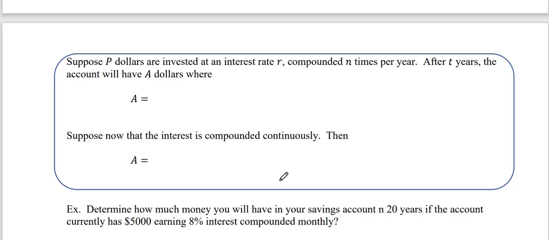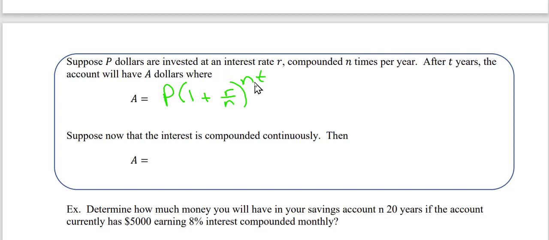The formula that is used for investing P dollars at interest rate R, compounded N times per year. After T years, the account will have P times (1 plus R over N) to the NT power.